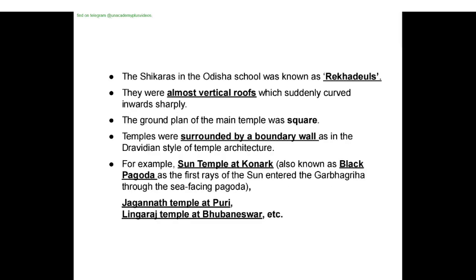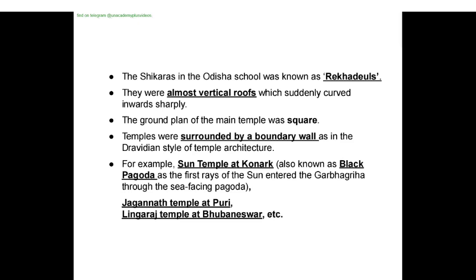The shikharas in the Odisha school were known as rekha deulas. They were almost vertical roofs which suddenly curved inwards sharply. The ground plan of the main temple was square. Temples were surrounded by a boundary wall as in the Dravidian style of temple architecture.